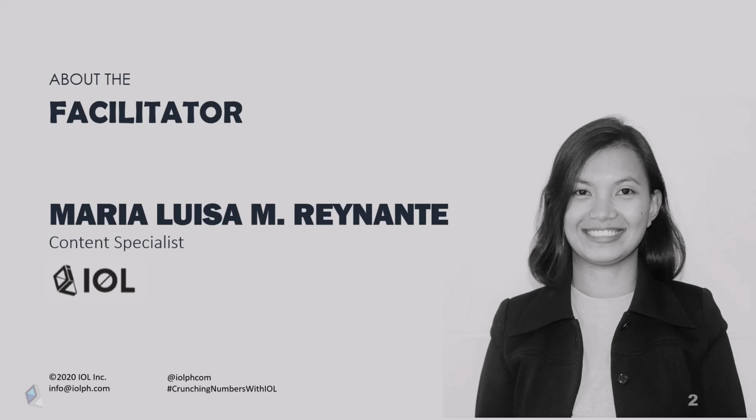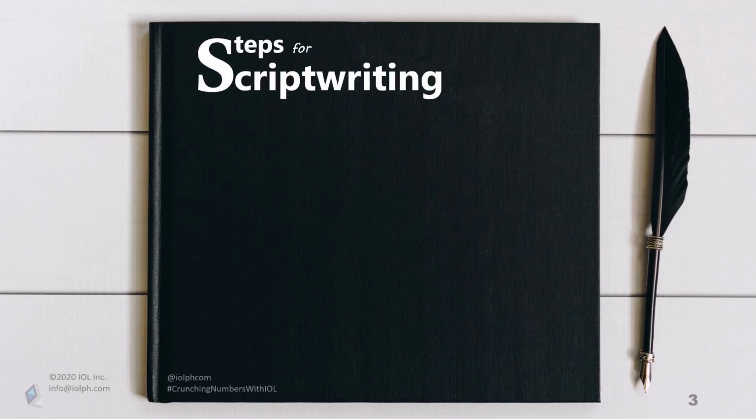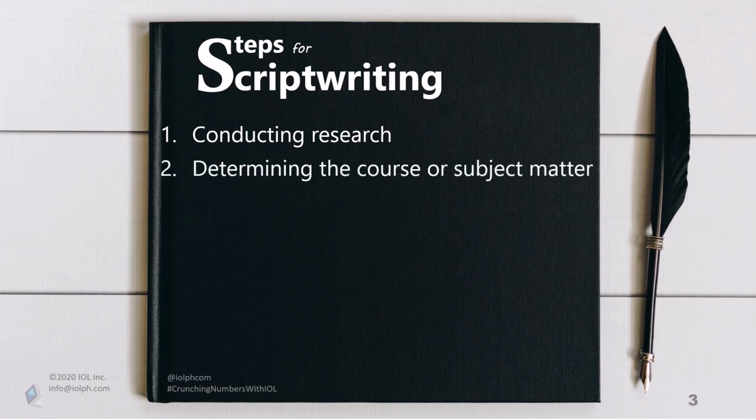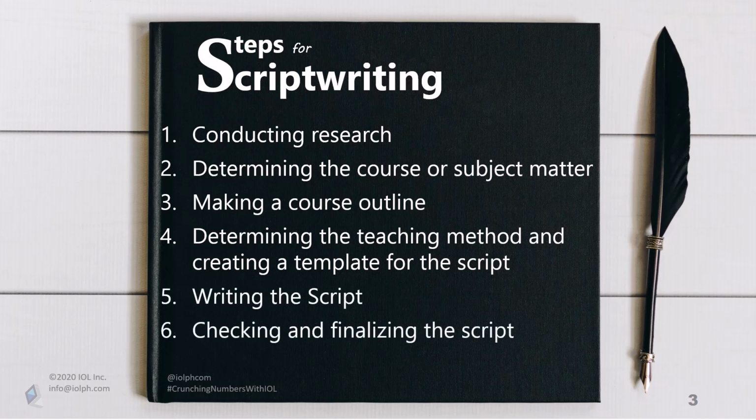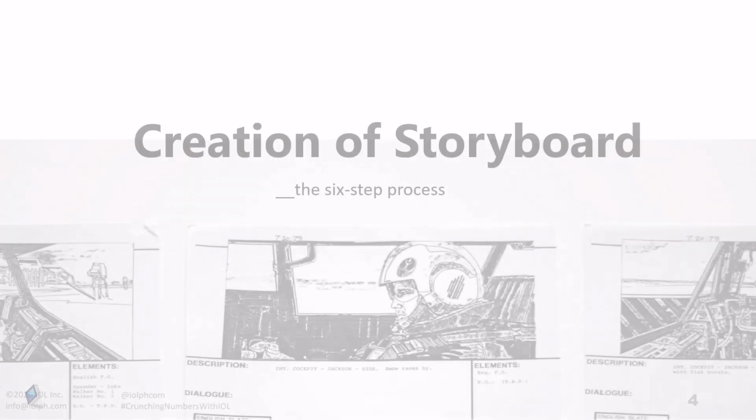But before anything else, let's have a recap of the 6 steps in script writing. First, conducting research. Second, determining the course or subject matter. Third, making a course outline. Fourth, determining the teaching method and creating a template for the script. Fifth, writing the script. And lastly, checking and finalizing the script. So after writing the script, the next phase is to create a storyboard.